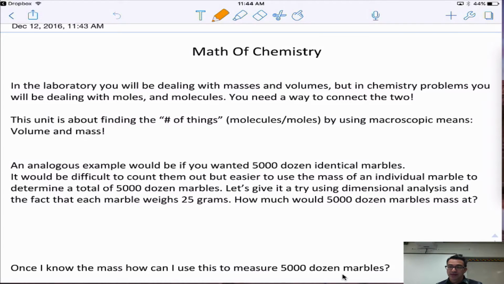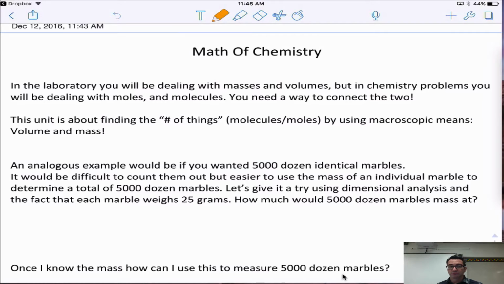Now we could do that. With marbles, it's possible. Marbles are macroscopic. We could put them on the scale, but we would be here all year. We need a way where we can sort of extrapolate how much the mass of a certain number of them weigh, and figure out how much the total would weigh. Given the fact that they're identical, we can make that leap.